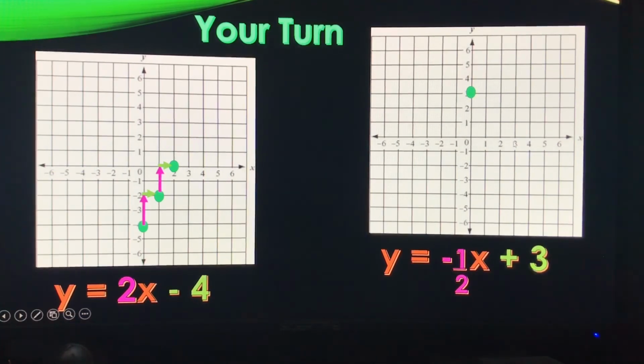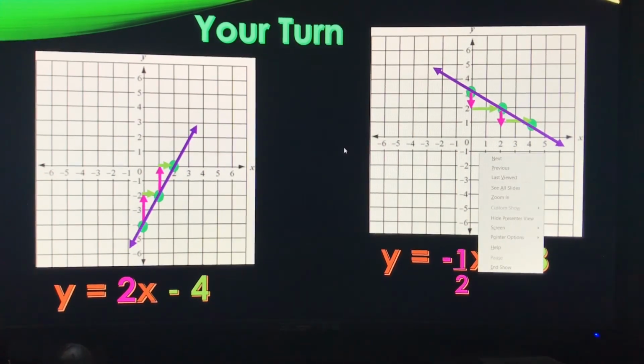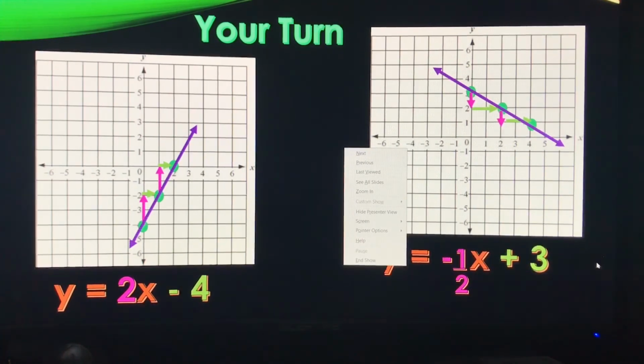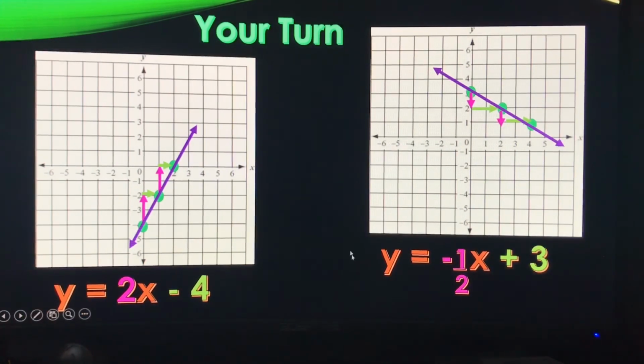So if we come over here, my y-intercept is a +3. So my slope now has a -1, meaning I'm going to go down 1. But my run is a +2. So then I'm going to go down 2 and right 1. Down 1, I'm sorry, and right 2. Sorry, my other line just finally came through. There's your 2 lines.